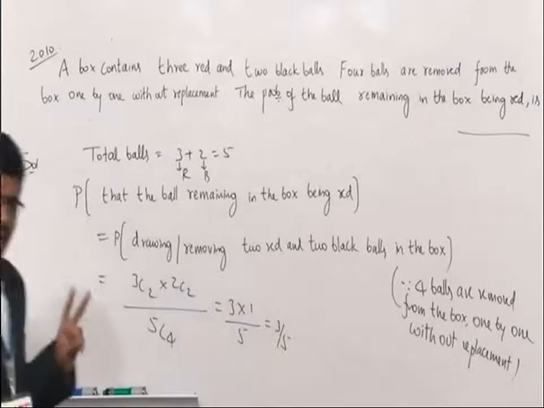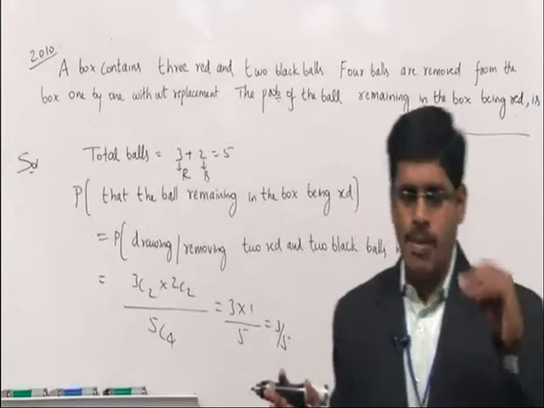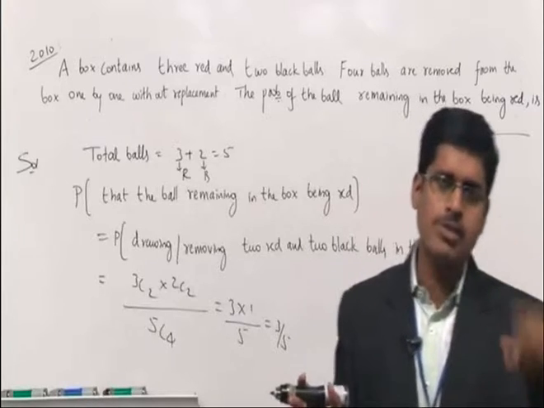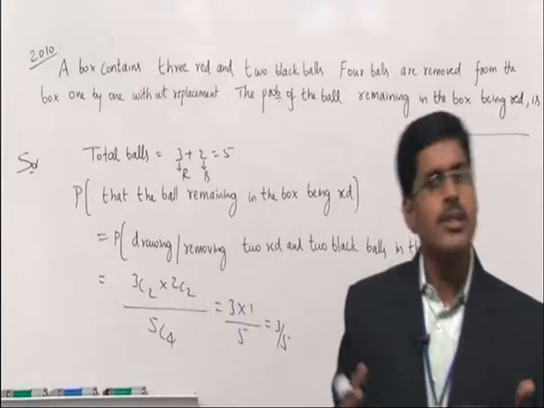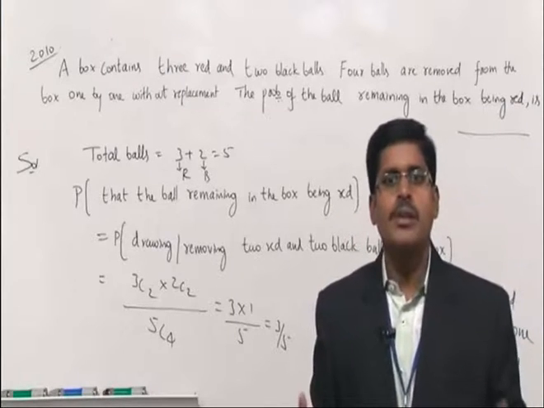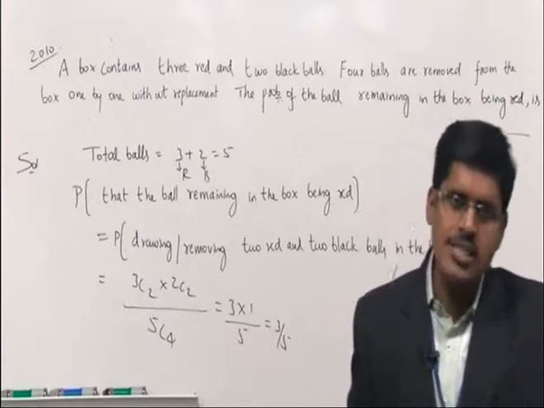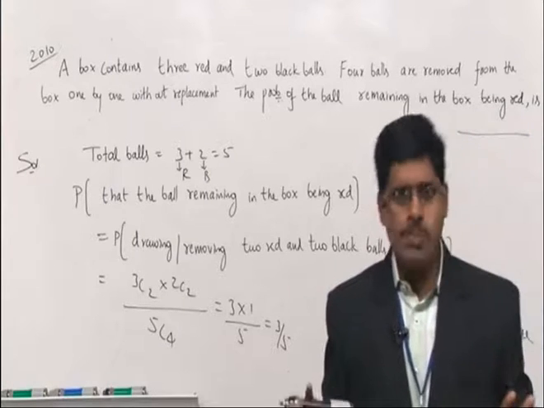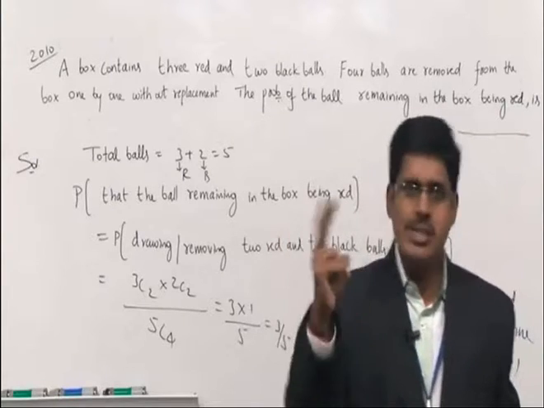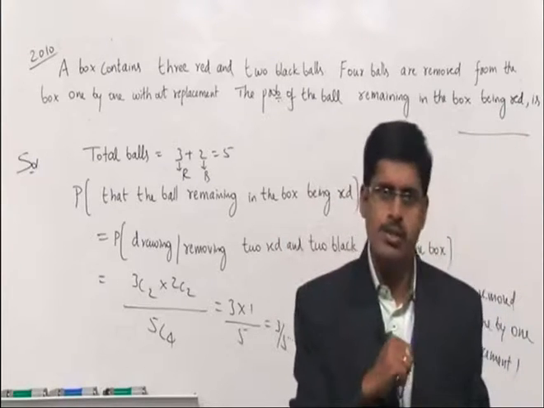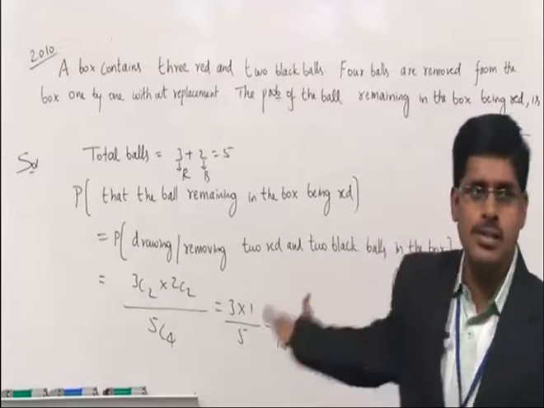So total 5 balls, 3 red balls and 2 black balls. So what is the question asked? The remaining ball in the box or bag should be red. That means how many balls drawn? It is given 4 balls. In that 4 balls, what is compulsory? 2 red balls and 2 black balls. Why? Out of 3 red balls, the question asks the remaining ball is red. The probability is asking the remaining ball is red. That means drawing or removing 2 red balls, because of 4 balls removed, 2 red balls and 2 black balls only. That is.